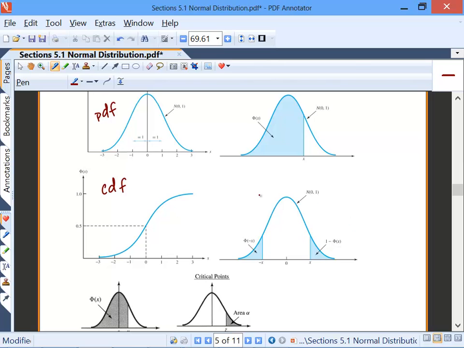And then this tells us something that we will use over and over and over again. If you have a normal curve, it is symmetric. The fact that it is symmetric means that if the area to the left of negative x is a certain amount, then the area to the right of x will be the same thing. So the area in the tails is always going to be the same. The area to the left of negative 3 is the same as the area to the right of positive 3.